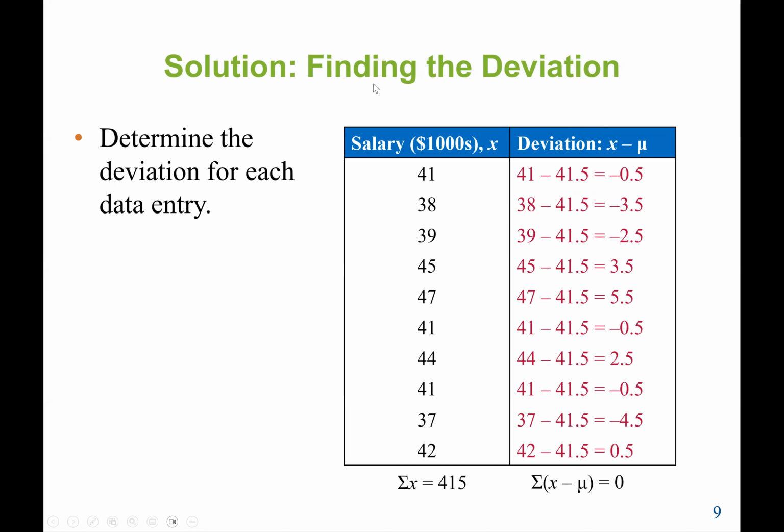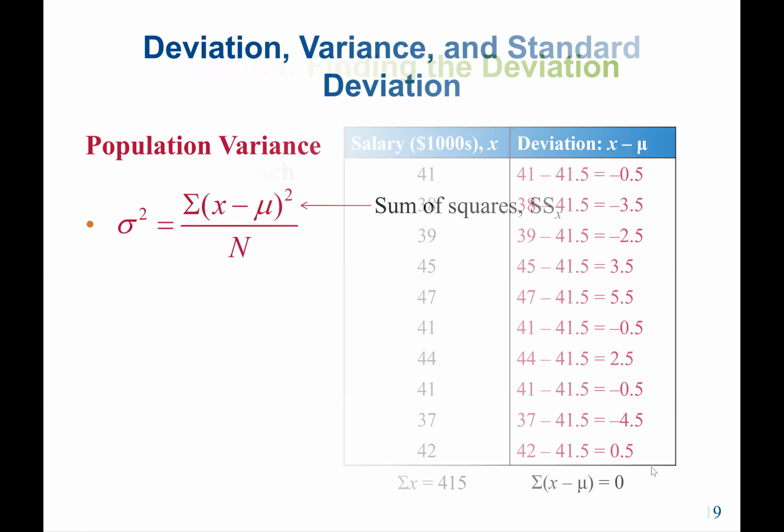So again, here we are finding the deviation. And as we said, to find a deviation of a data set, first we find the mean of the data set. Then we subtract the mean from each value of the data set to get a deviation. And always the total deviation is 0.